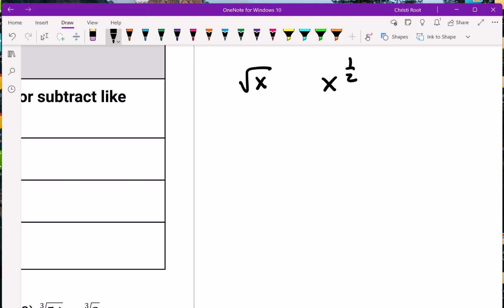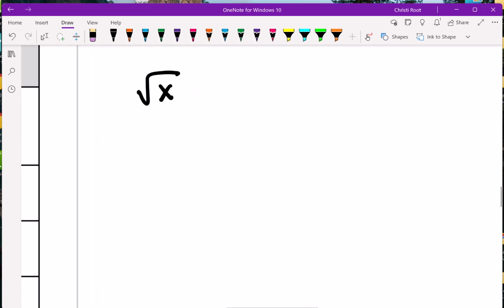The rule is if you want to add things together, you want them to have the same index. So what do I mean by index? This little number right here, this 2. Now it could be 1/2, it could be 2/3. That's going to be the index, okay? So that needs to be the same. So if I wanted to add it to something else, I would need to add it to another square root. The other thing that has to match is your radicand. The radicand is x, so this one also has to be x. So if it's anything other than a square root of x, then no, you're not allowed to add them together.